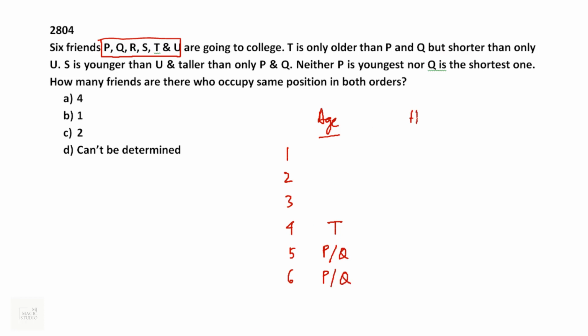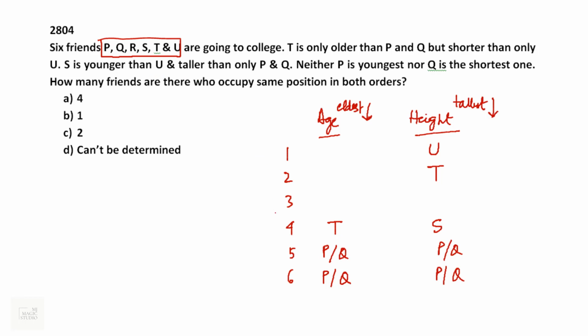But shorter, that means we have height also. Shorter than only U means U is the tallest and T is at the 2nd position. Height wise, from tallest to shortest and from eldest to youngest, I'm fitting in. S is younger than U, and taller than only P and Q. So S is taller than only P and Q. Here we can have this, but S is younger than U.